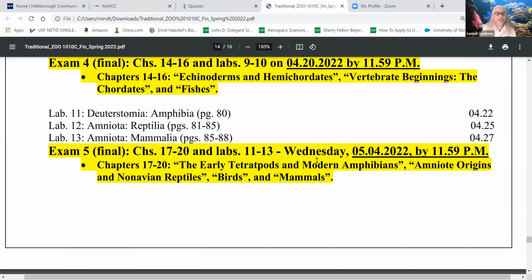And so right there, here's chapter 17 to 20. You can see it's not cumulative. The college has set that it'll be on Wednesday, the 4th of May. Again, it's the same kind of idea. It opens at 9, closes by 11:59 p.m. You get an hour and 40 minutes. Make sure you give yourself the hour and 40 minutes.